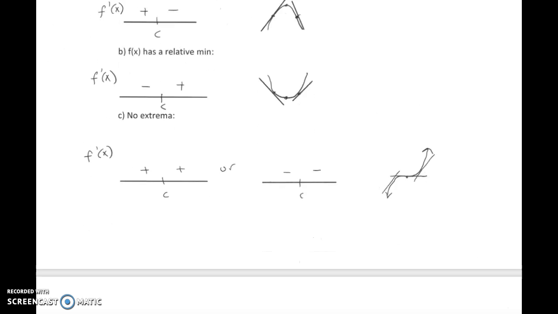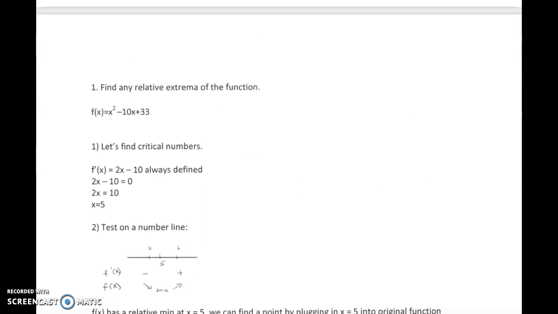All right, so let's go ahead and look at some examples. Here we want to find the relative extrema of this function, f of x equals x squared minus 10x plus 33. The first thing we want to do is find our critical numbers. When we take the derivative, we end up with 2x minus 10.